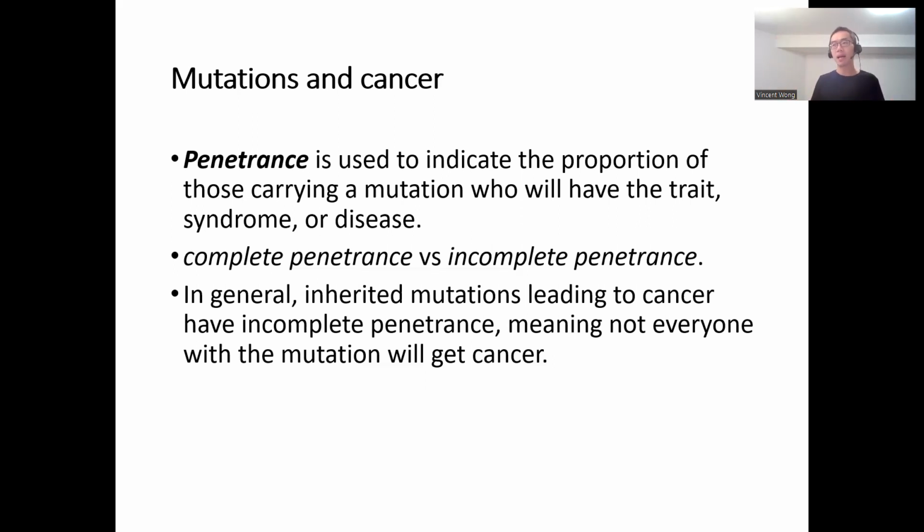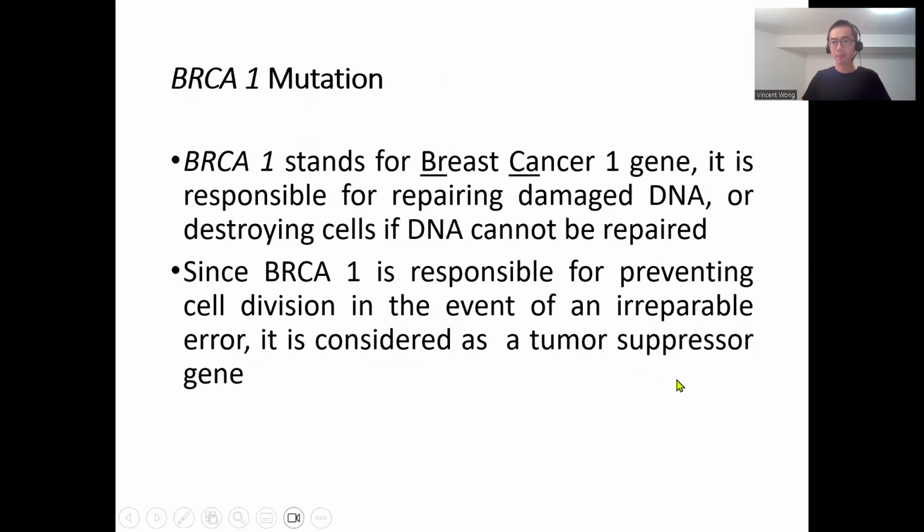Let's say we have a penetrance of 70%. That means it's still pretty high, or you have a 70% chance of getting it. Penetrance of 20% means even though you have a disease gene, your chance of getting the disease is very, very low. So not everyone with the mutation will get the cancer.